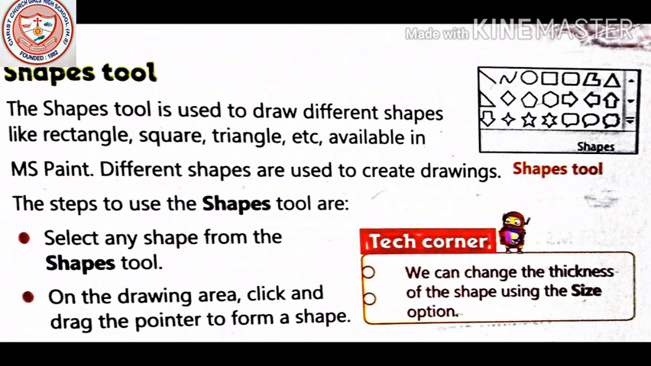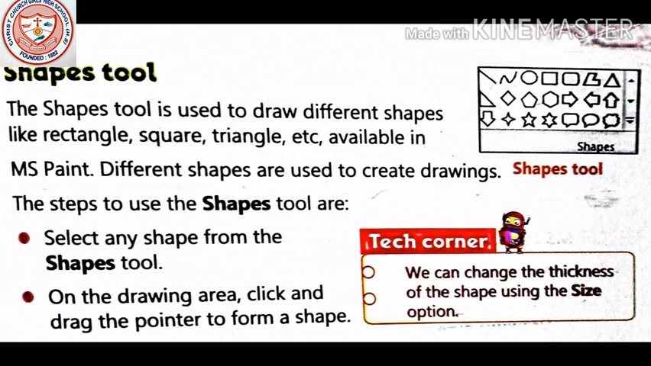Now, what are the steps to use the shapes tool? There is a particular step by which we are able to use the shapes tool. Select any shape from the shapes tool. On the drawing area, click and drag the pointer to form a shape. Do you know what the drawing area is? The white portion where you are drawing is known as the drawing area.